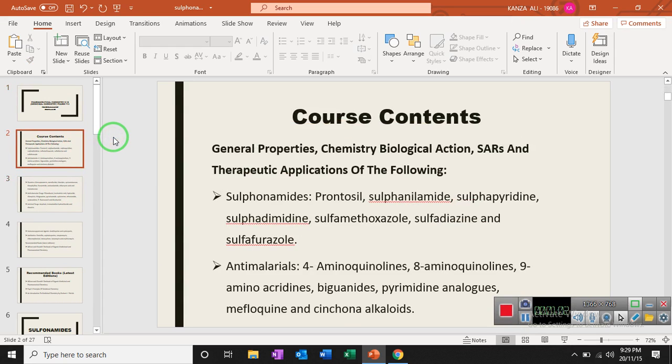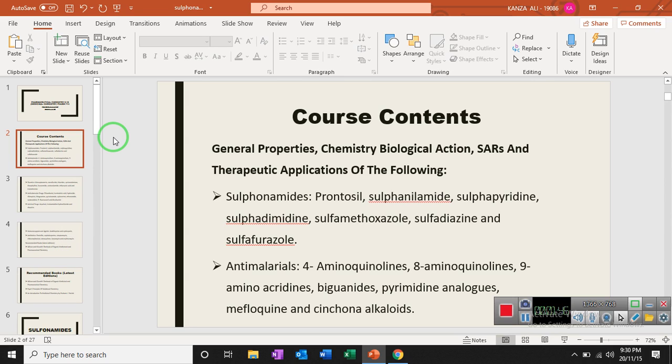First, we are going to discuss the course contents. I am just reading that one; we are not discussing at this level. General properties, chemistry, biological action, SARs, and therapeutic applications of the following, such as sulfonamides. There are a number of examples which we are going to discuss: Prontosil, sulfonamides, sulfapyridine, sulfadimidine, sulfamethoxazole, sulfadiazine, and sulfafurazole.